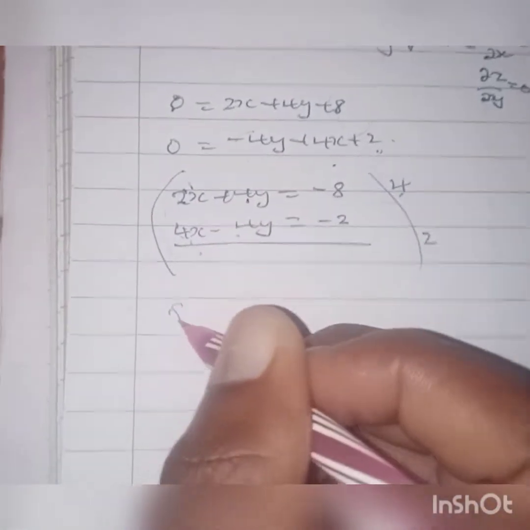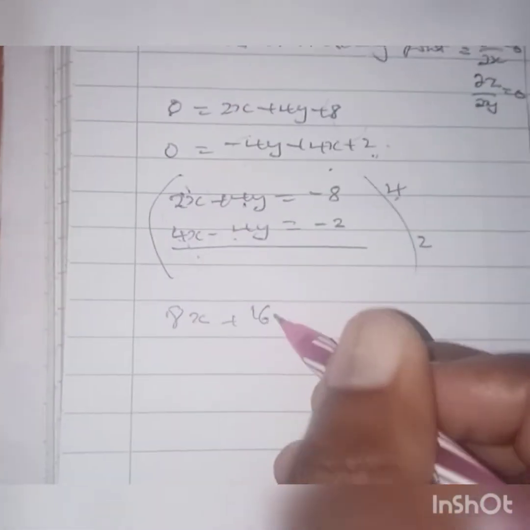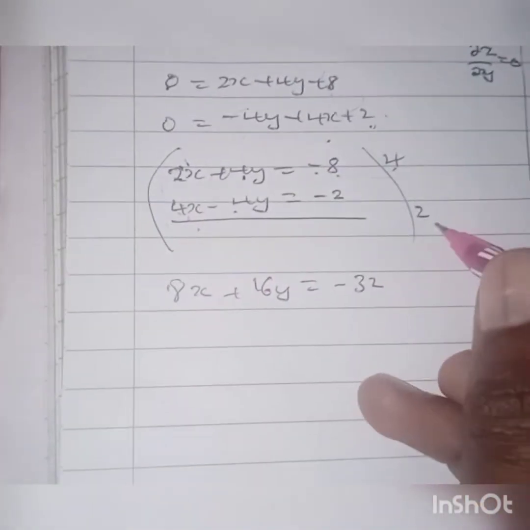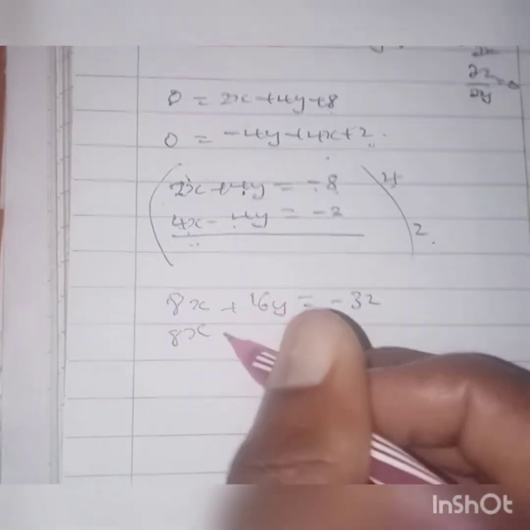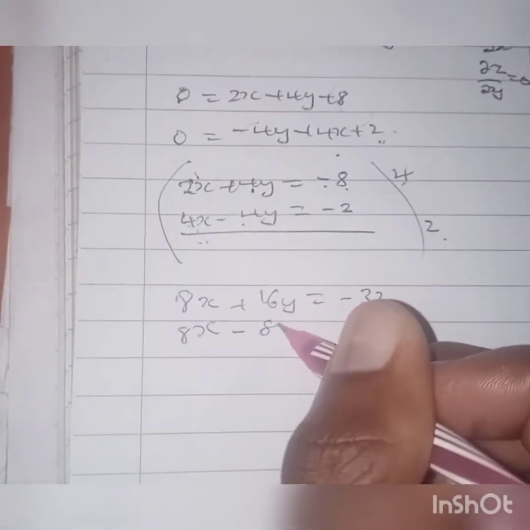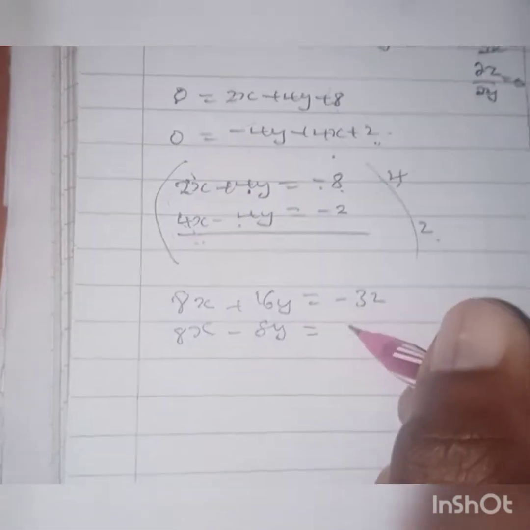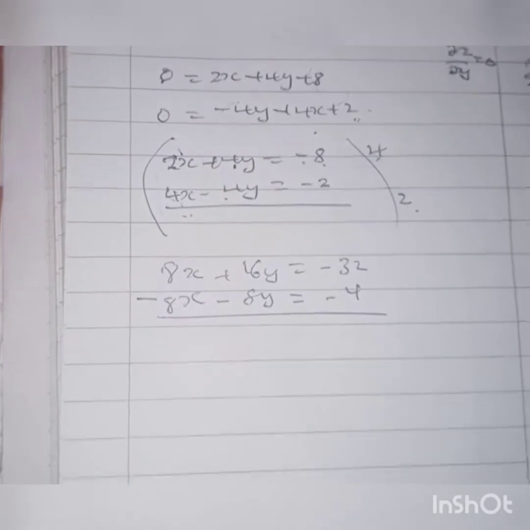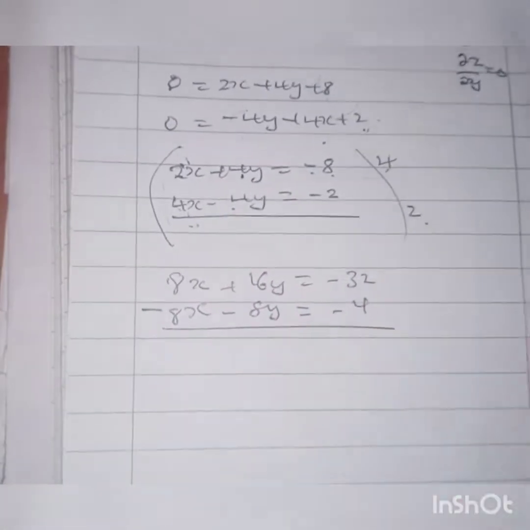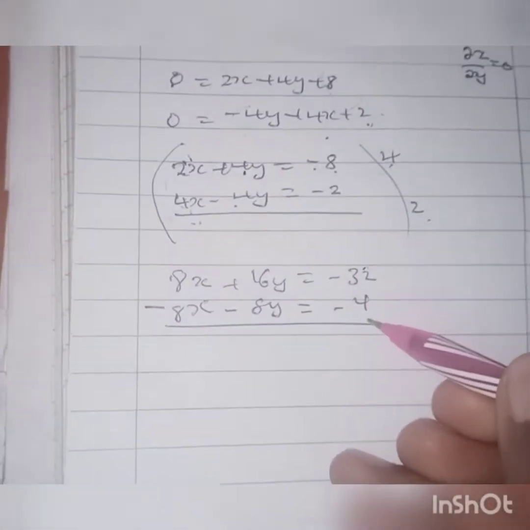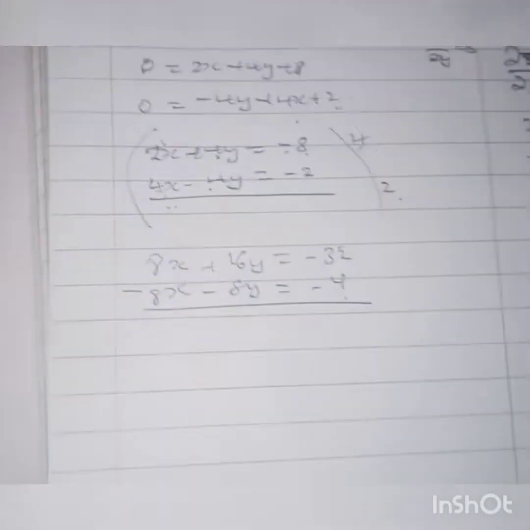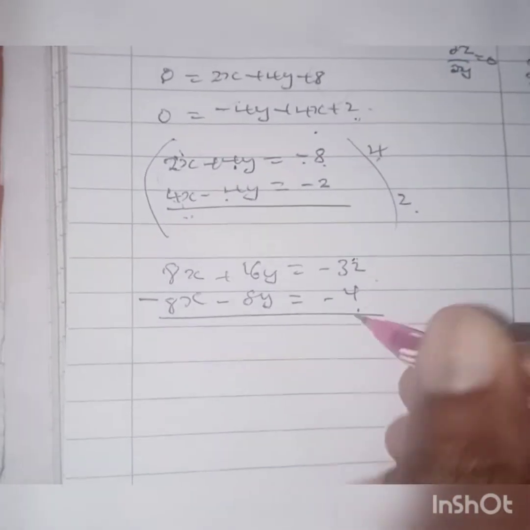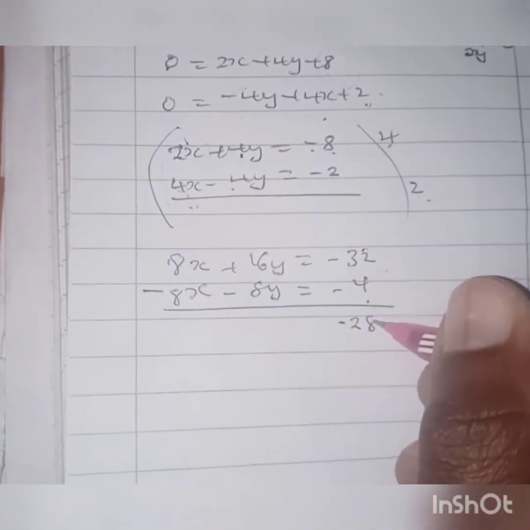It will be 8x plus 16y equals, what? Minus 8 times 4 is minus 32. Then 2 times the second equation is 8x minus 8y, which equals minus 4. So we just subtract this function from this function, each term minus its corresponding term. So minus 32 minus minus 4 will be minus 32 plus 4, which is just minus 28.